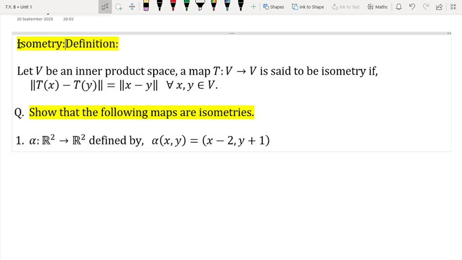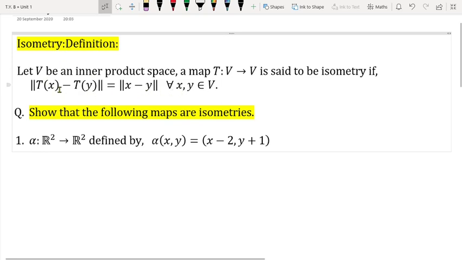Isometry. Definitely we need V to be an inner product space, and then a map or a function T from V to V. Note the domain and codomain are the same. It is said to be an isometry if norm of T of x minus T of y is equal to norm of x minus y for all x, y belonging to V.